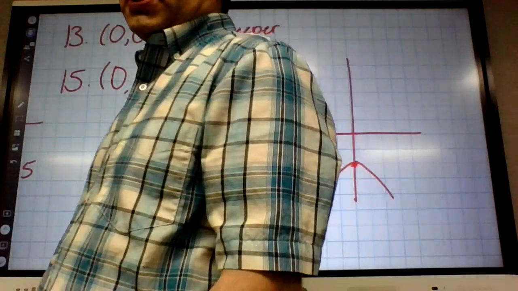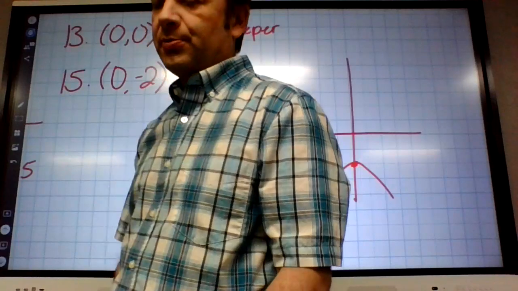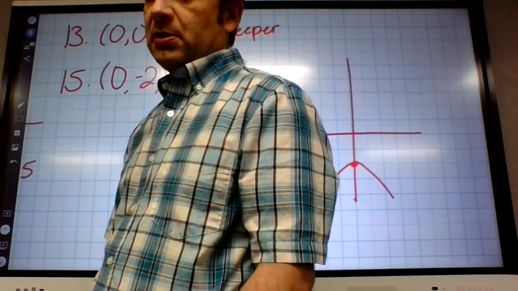Okay, is it steeper, flatter, or the same as normal? Flatter.